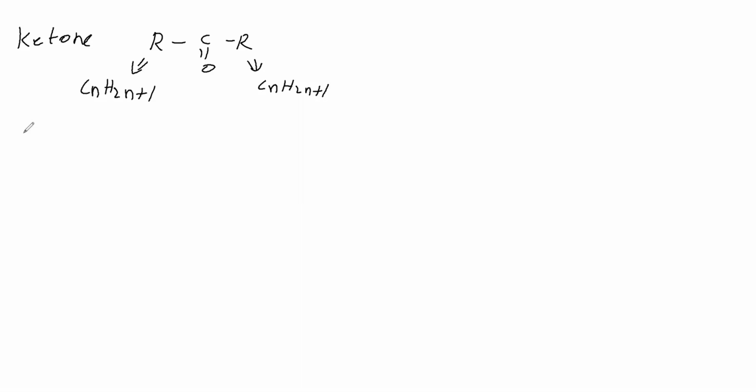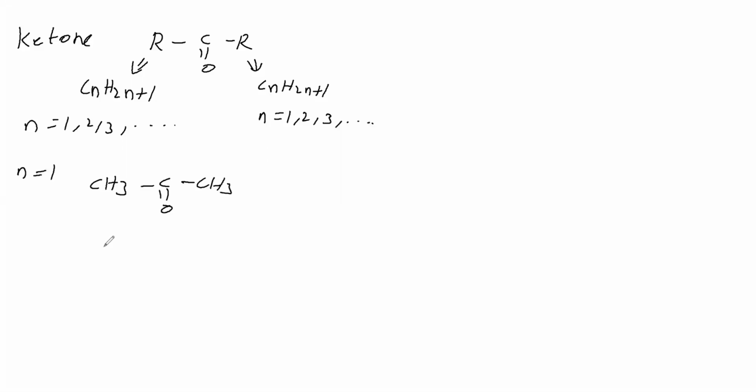Here n is equal to 1, 2, 3 like this. Here n is not at all 0. Here also n is equal to 1, 2, 3 like this, and n is not at all 0. So let us substitute n equal to 1 in both cases. Therefore, we will get CH3COCH3.